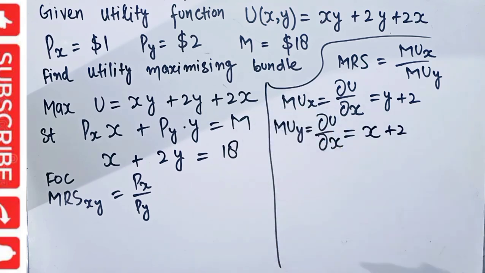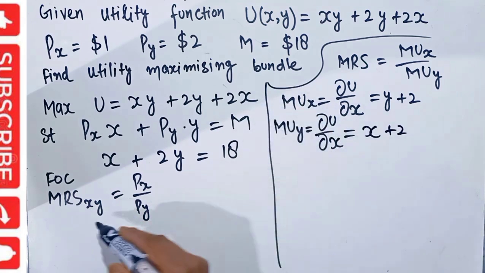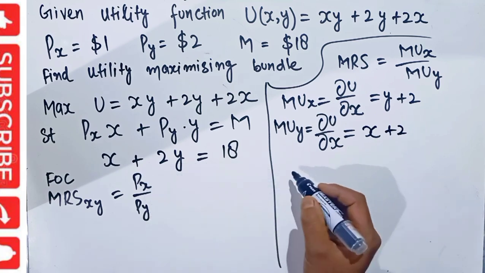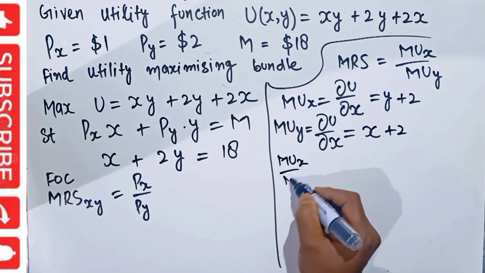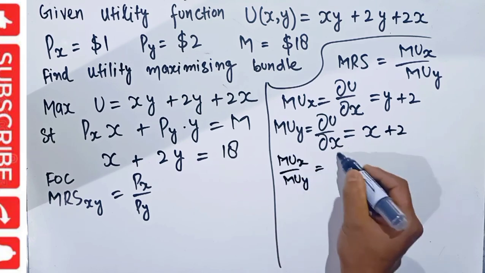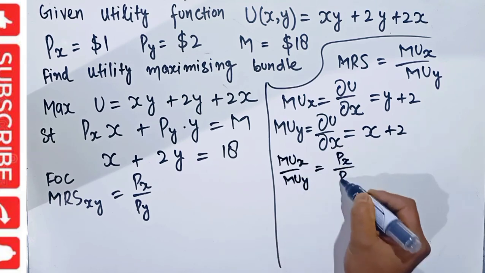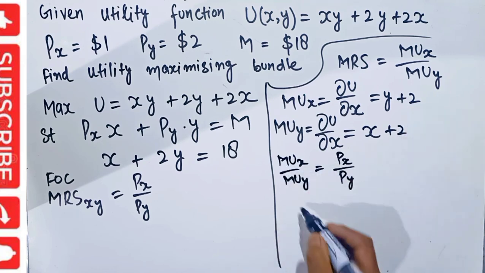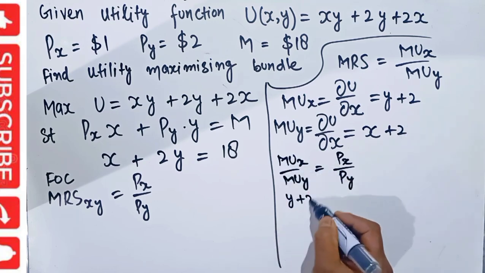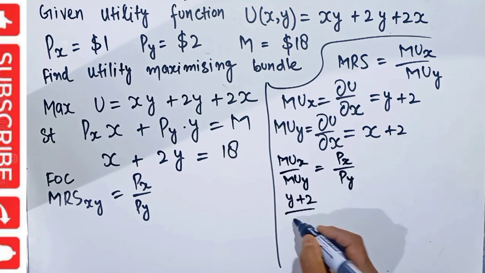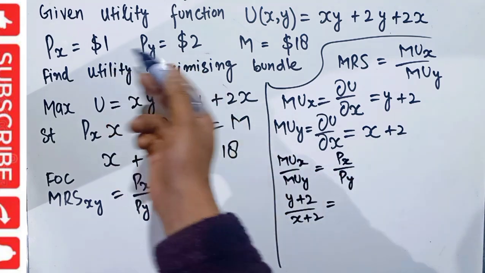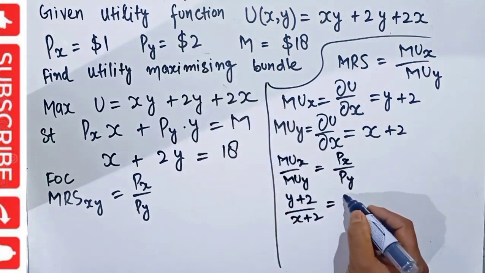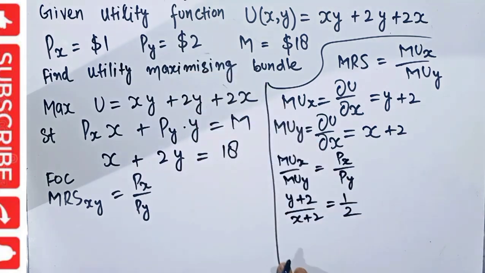So using this condition, MRS is equal to price of x upon price of y, we have marginal utility of good x upon marginal utility of good y should be equal to the price of x upon price of y. MUx we calculated as y plus 2, MUy is x plus 2, and it should be equal to the ratio of the prices. Price of good x is 1, price of good y is 2, so it should be equal to 1 upon 2.